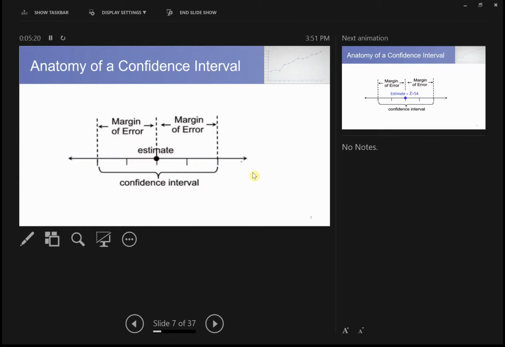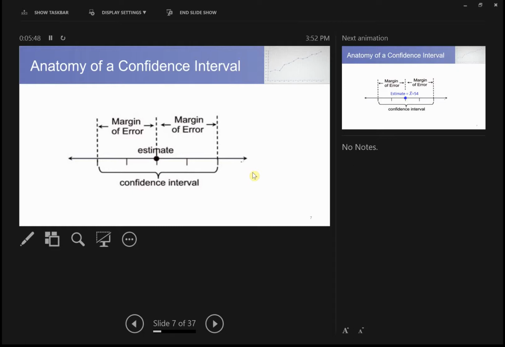So here's what we want to note about a confidence interval. A confidence interval is always centered at our estimate. In other words, it's going to be centered at the sample mean. It's a symmetric interval. It doesn't have to be, but we're going to do symmetric intervals. This is the lower endpoint of the interval. This is the upper endpoint of the interval. And notice that this half width is the same. It's called the margin of error.